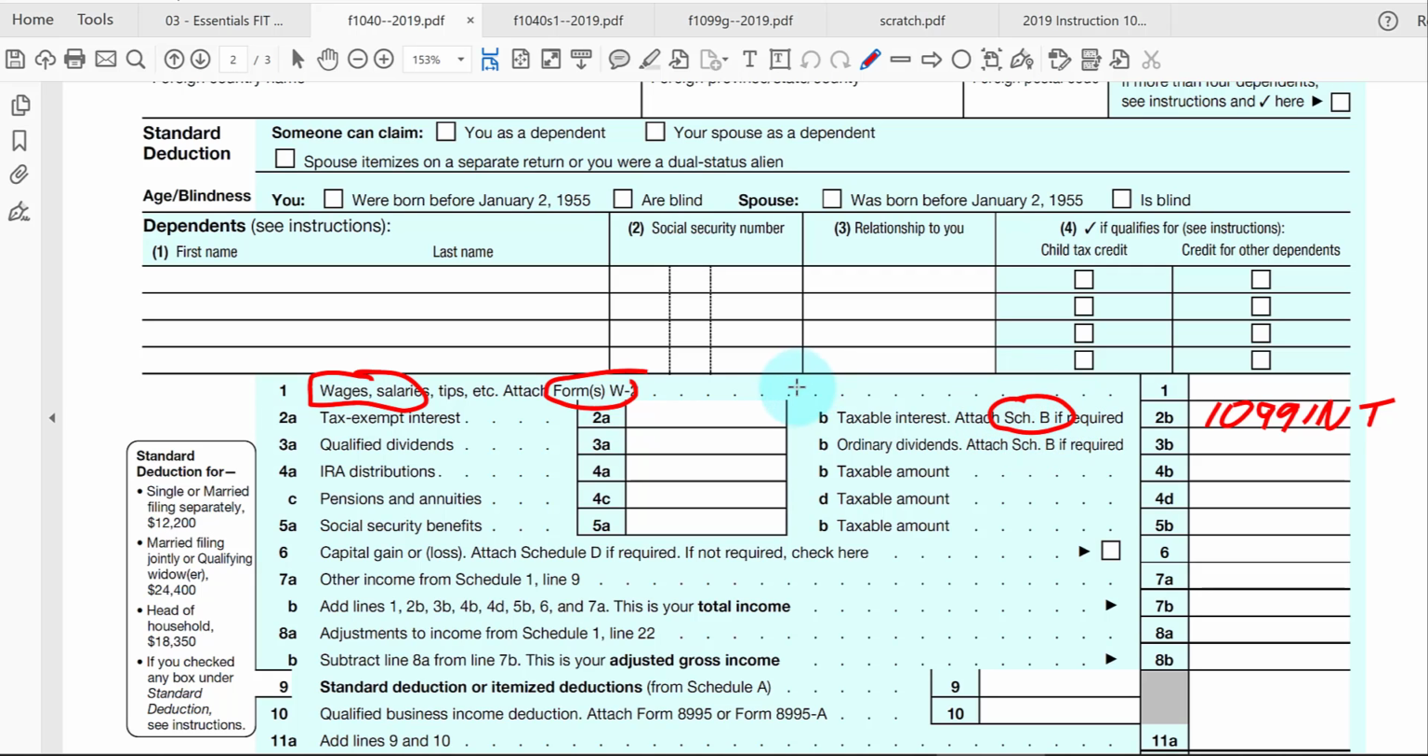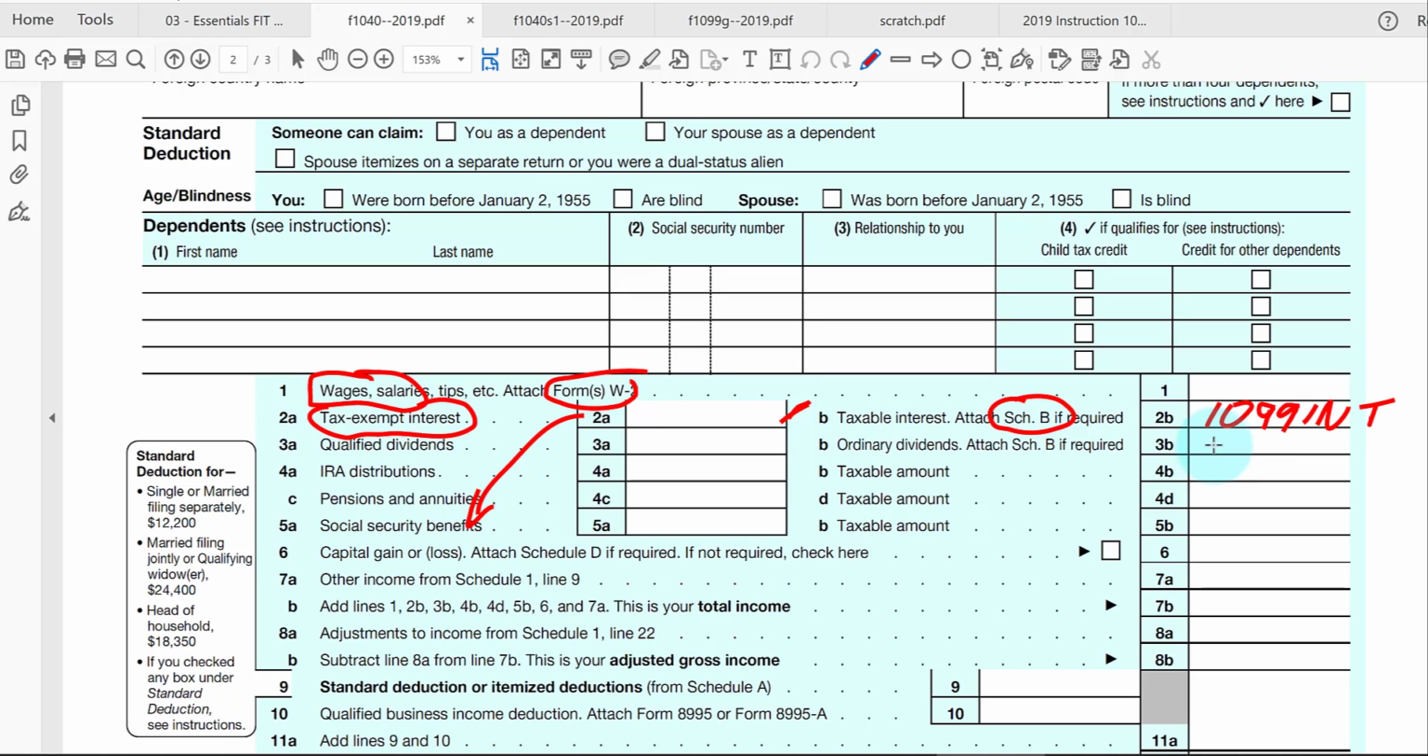Also here in box 2A would be tax exempt interest, or sometimes we call that municipal bond interest that's tax free. Even though it's tax free, we still have to report it here in line 2A because it may affect the amount of Social Security benefits that are taxable in line 5A.